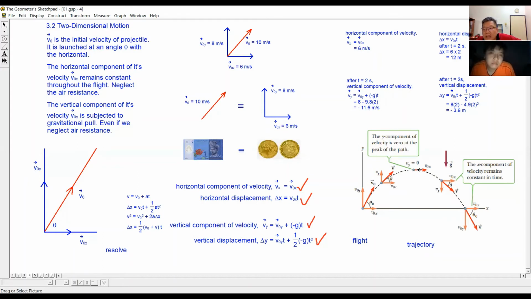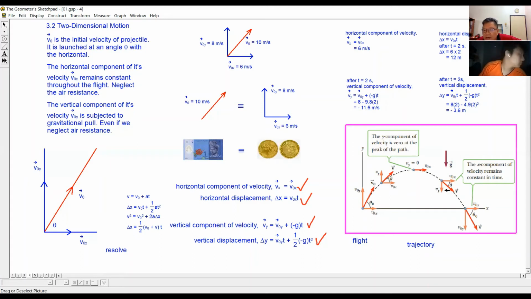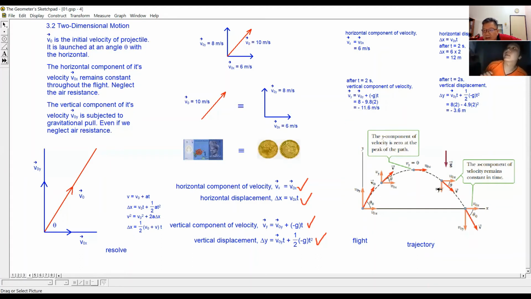So probably it has exceeded the maximum point already. It is on the downward journey. That's why we have negative 11.6 here, referring to the vertical component of the velocity. The horizontal component is still 6 meter per second. Horizontal component still 6 meter per second, but the vertical component, are you looking at this diagram here?